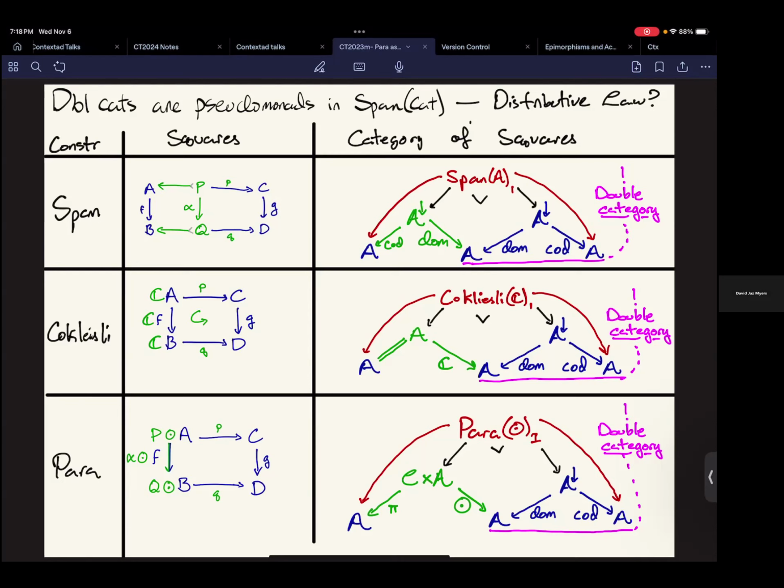Ignore the green stuff for a minute. The blue squares, essentially, that commute, those are the commuting squares in A. And that's a double category. We're composing something which is maybe almost like a double category with this, so it suggests maybe we're looking for a distributive law.